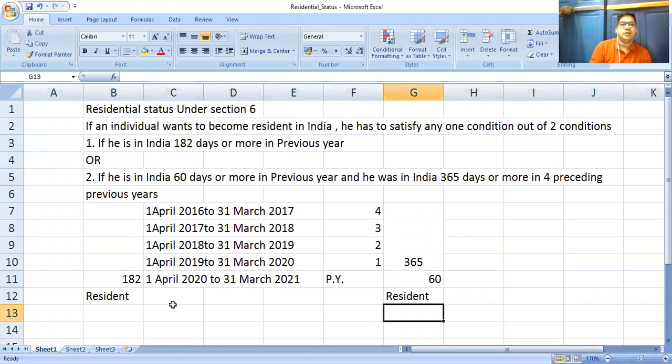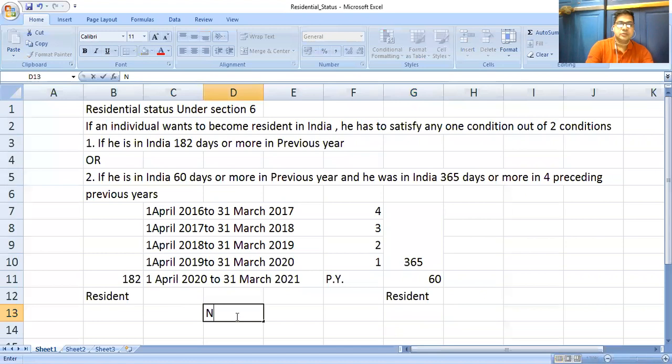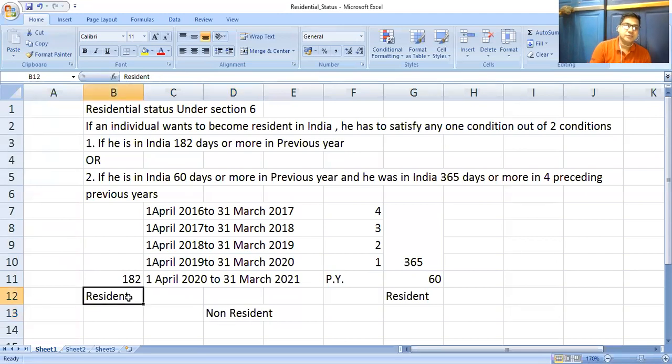If an individual doesn't satisfy both the conditions, then such an individual will be treated as a non-resident. See friends, if he satisfies the first condition, he will be treated as a resident. If he doesn't, we consider the second condition with its additional condition; if satisfied, he will be treated as a resident. If both the conditions are not satisfied, he will be treated as a non-resident.